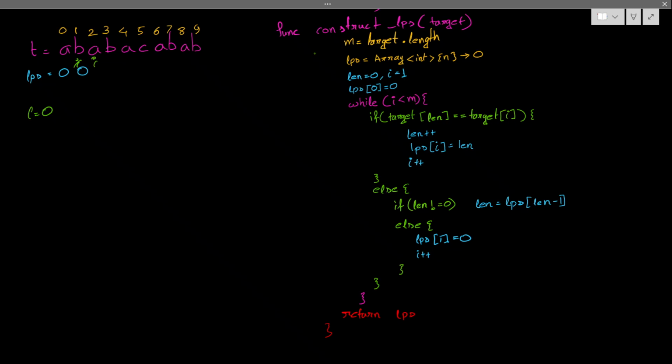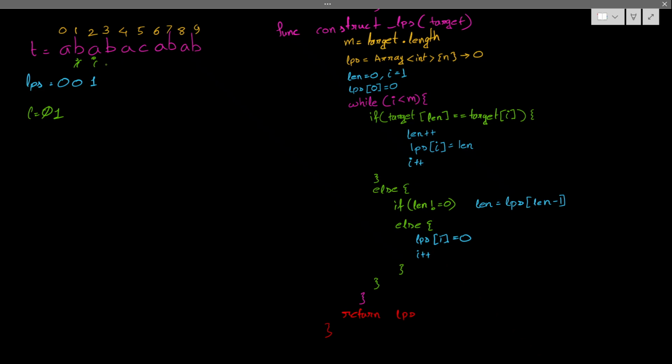Now here, you can see length equals 0. So target of length at this index is equal to target of i at this index. Both are the same. If both are the same, we simply increment our length and put it inside our LPS. Let me write the LPS in the register. So LPS is 0, 0, 1, and after that increment i. Okay, fine.